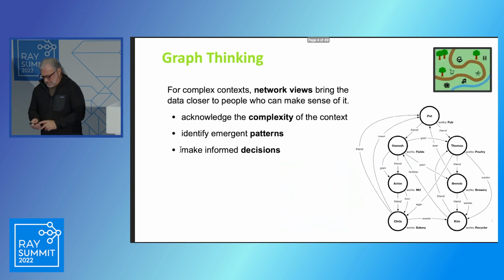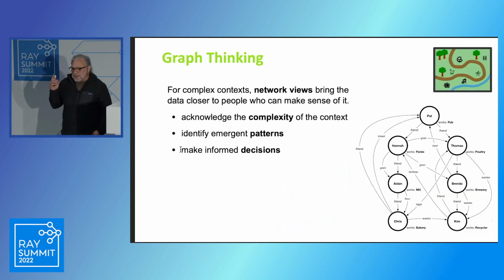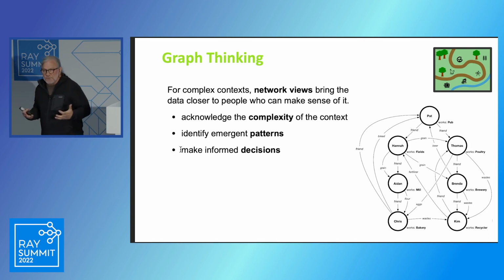So graph thinking, the idea is that if you have a network view of your data, if you have linked data, by having a network view of it, it brings it closer to the people who are really the domain experts who can make sense of it. Networks are inherently complex. And there's a lot of problems with doing computation on networks if they get to a certain scale, certain types of complexity. So what we want to do is be able to take the relevant parts, bring it close to the people who can make sense of it, help them to acknowledge and work with the complexity, help them to identify emergent patterns, and then be able to make informed decisions off those patterns.